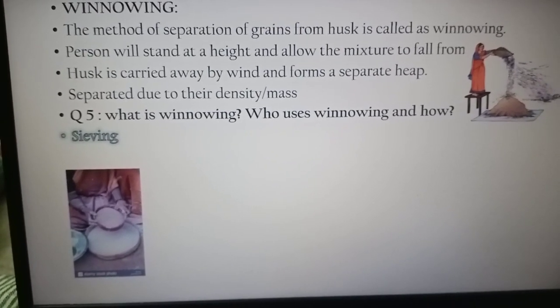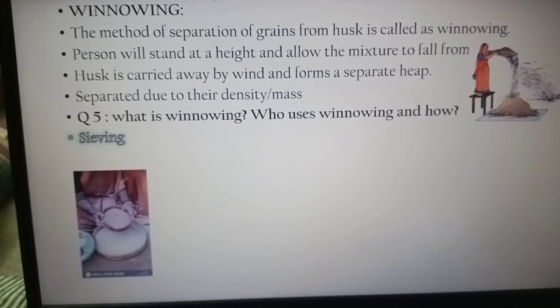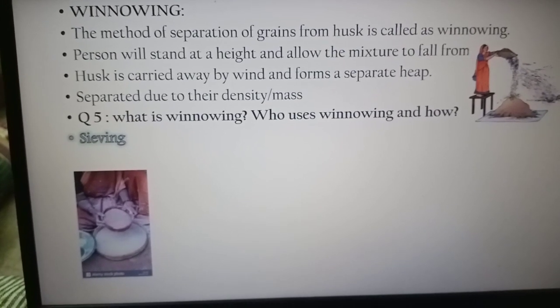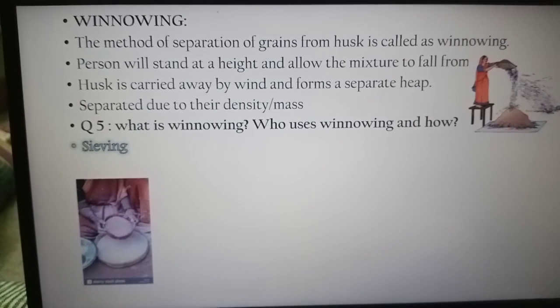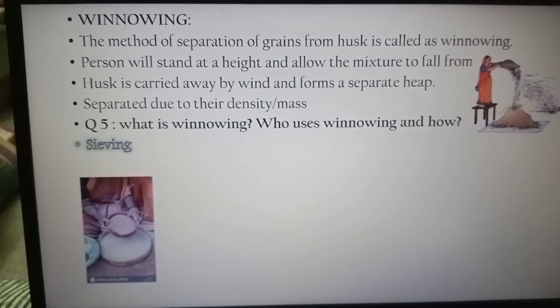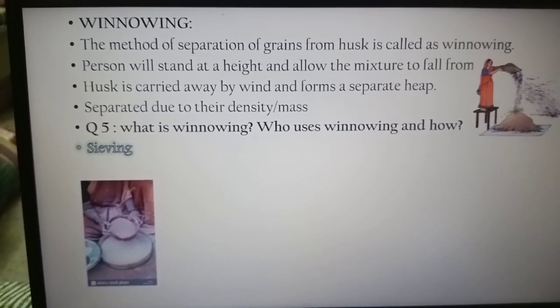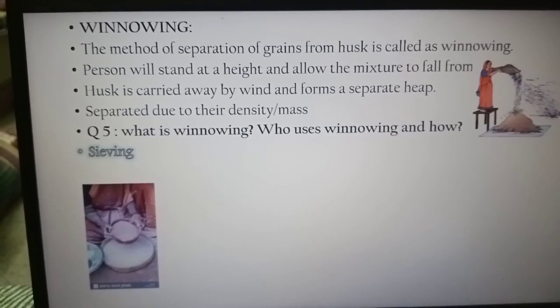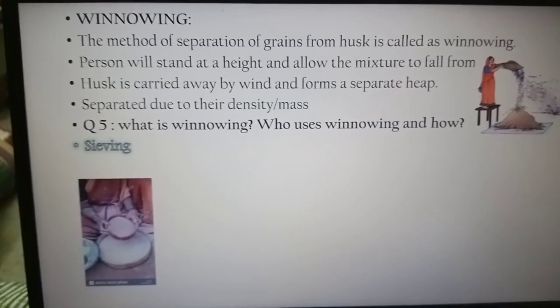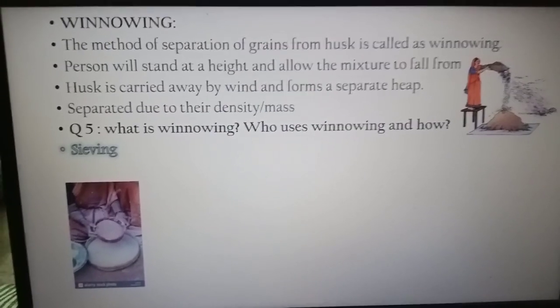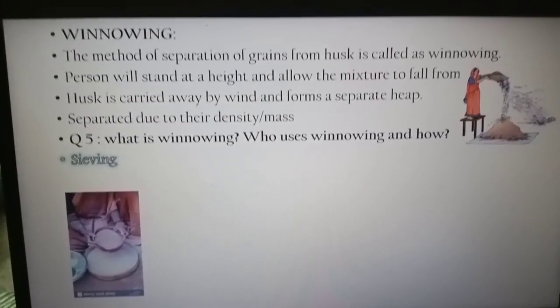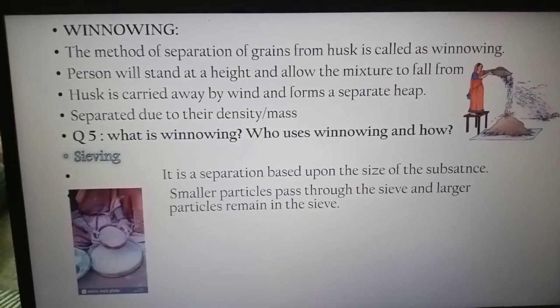Who uses winnowing and how? Farmers use winnowing. They stand at a certain height, take a mixture of the heap which contains grain and husk. They allow it to fall from a distance. Grains being heavier fall vertically down, and the husk being lighter falls at a certain distance and gets carried away by the wind. So this is all about threshing and winnowing. Threshing is separation of stalk from the grains. Winnowing is separation of grains from the husk.